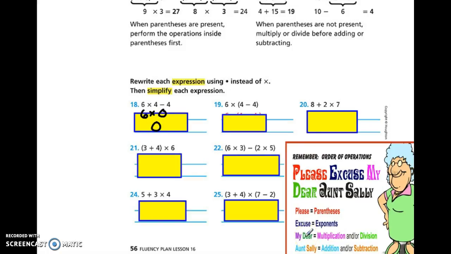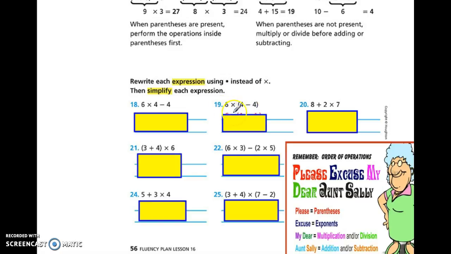So you can see that the order that you do an expression or a problem in affects the answer. If you do it in the wrong order, you will get the wrong answer. Okay, that's why please excuse my dear Aunt Sally is so important, our order of operations. So let's erase that one because that was our bad example. And let's try another one here together.